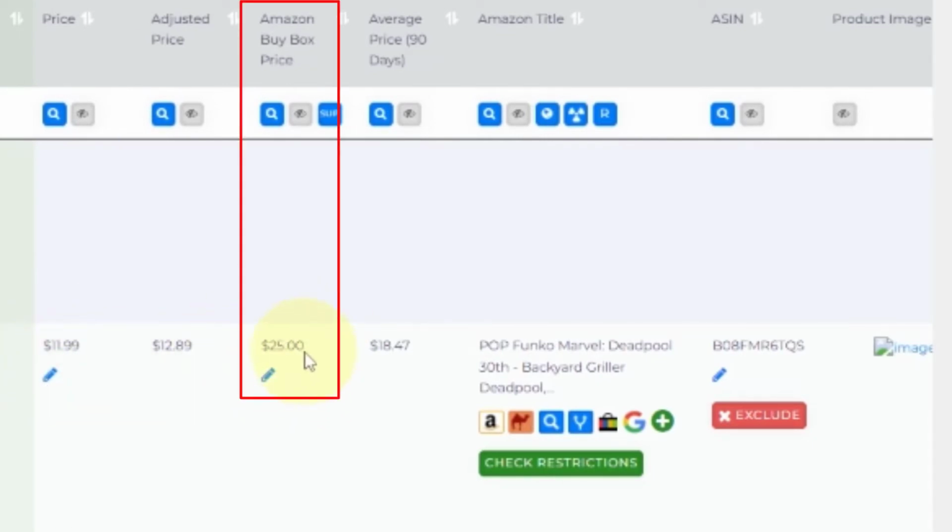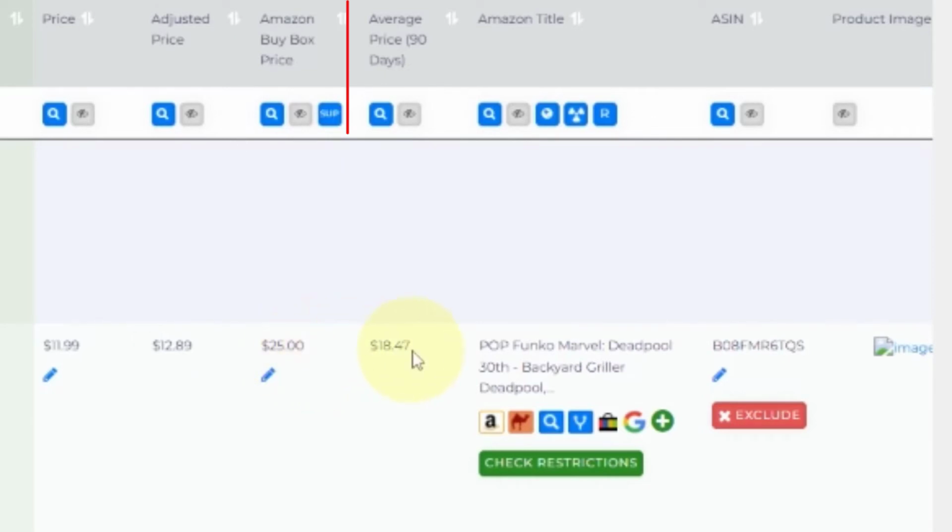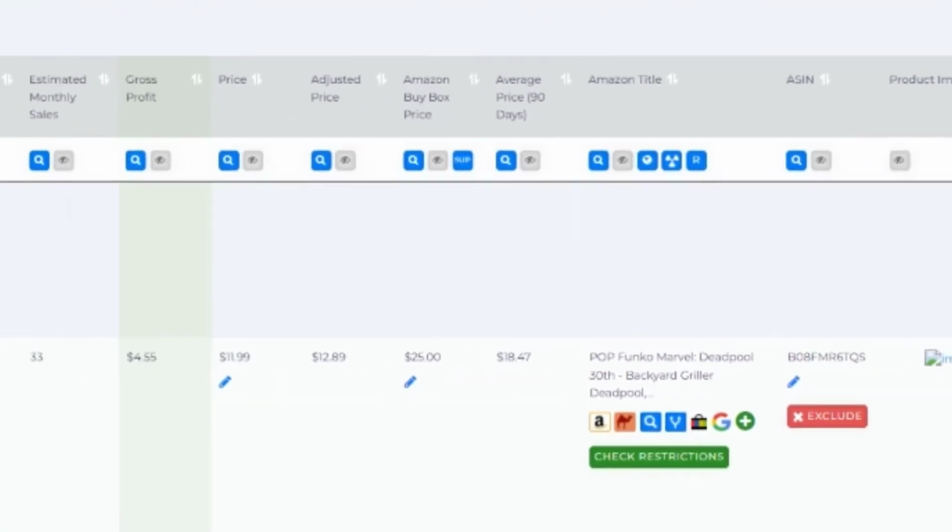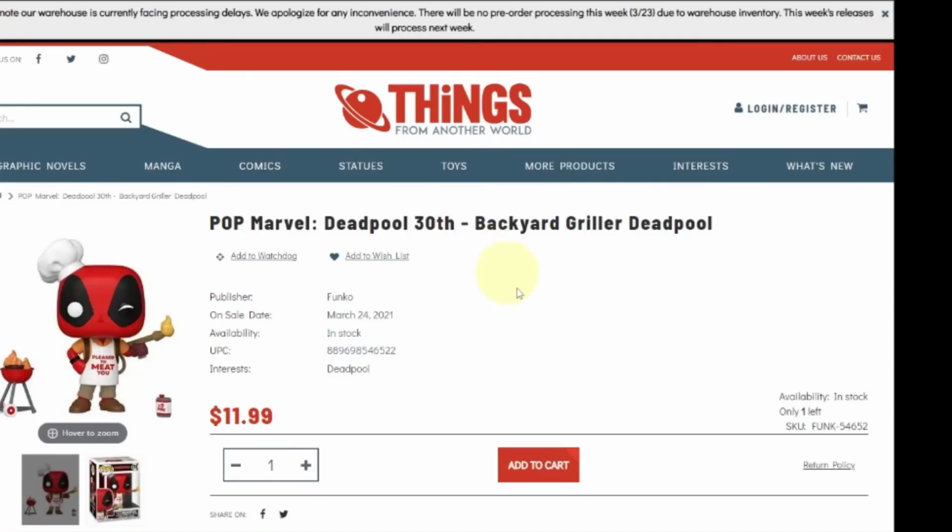Supposed to be buy boxing around 25. Average is on the lower side. Let's start taking a look to see what's going on with this. First of all, is it in stock? Yes. What am I going to pay? $11.99.